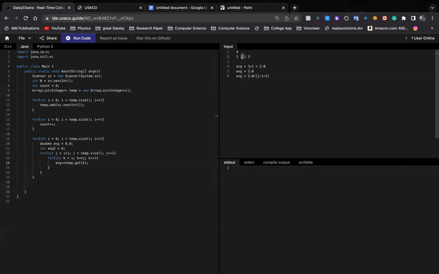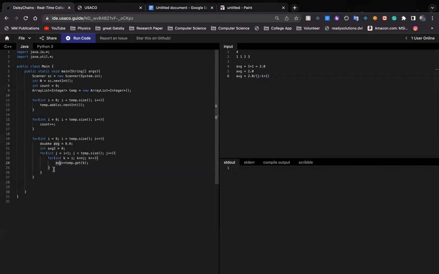Because in this case, j would be 1, right? So 1 minus 0 is just 1. But you also want to add 1 to it because arrays start from the 0th position. So this will give us the total average of the system. So that's what we're gonna do. We're gonna do something like that.